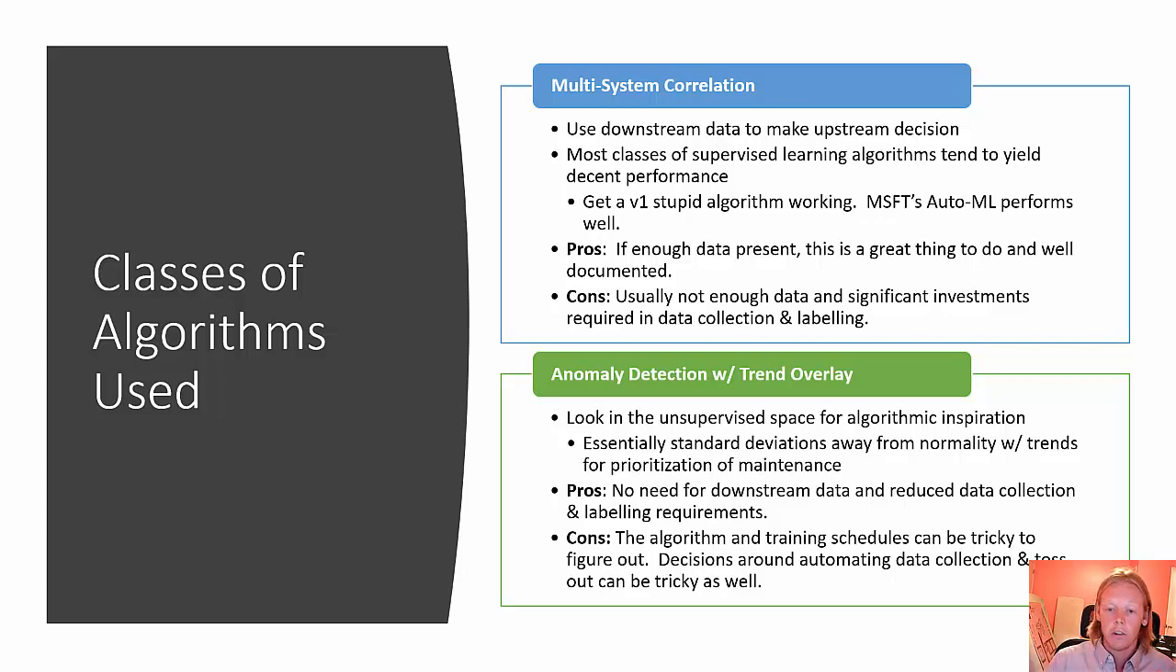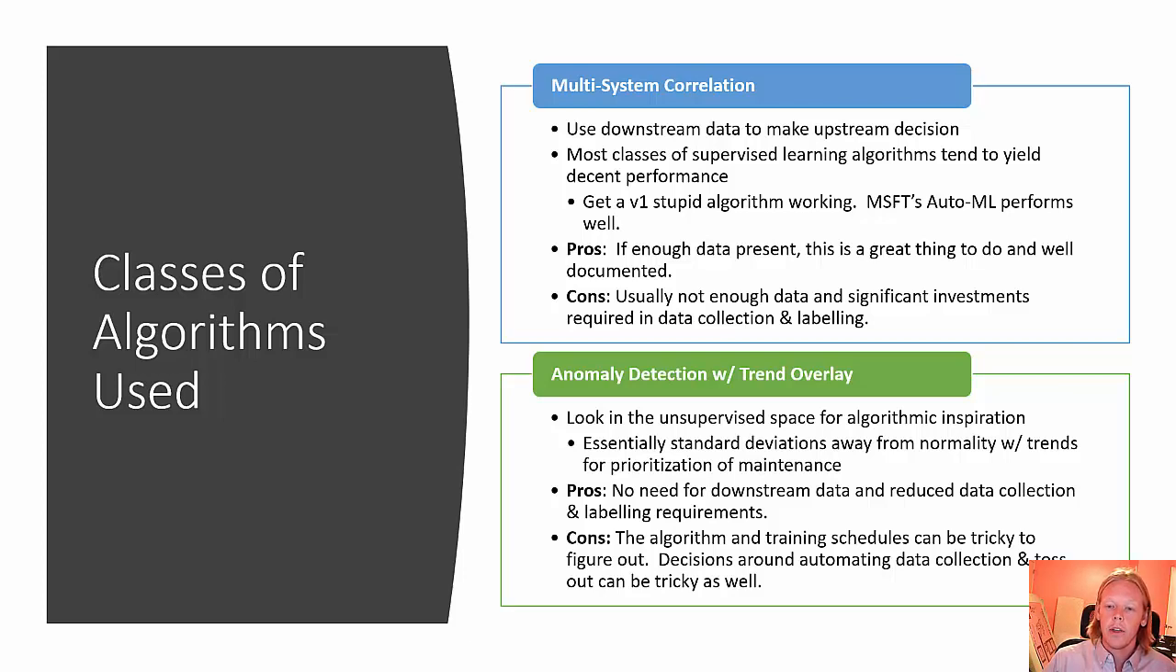Your data collection and labeling requirements basically go away. You just need to fork your data feed and drop it into an archive for analysis. And that analysis doesn't need to be correlated to really anything.